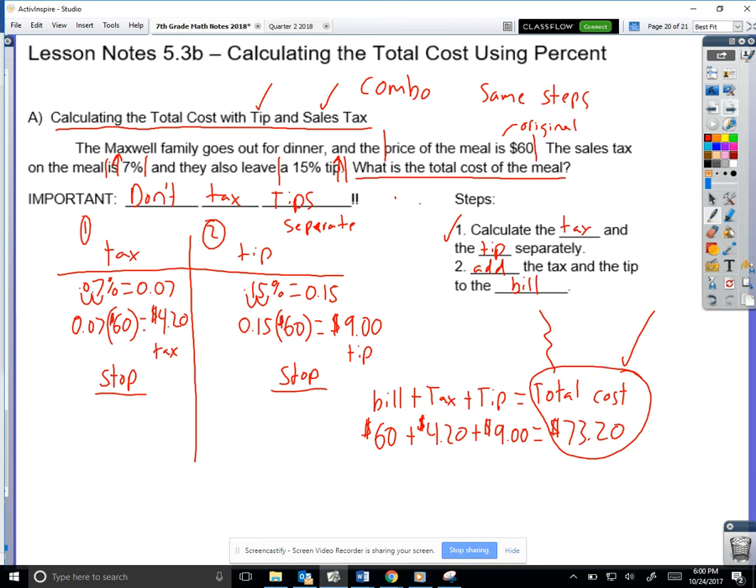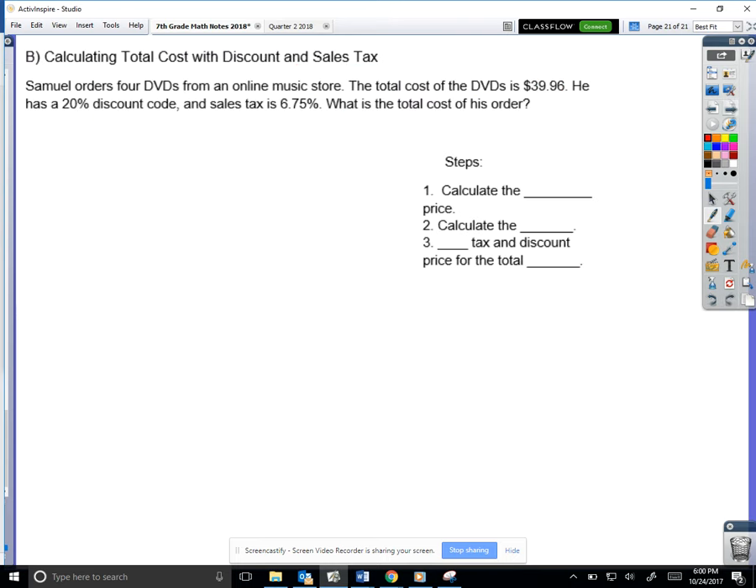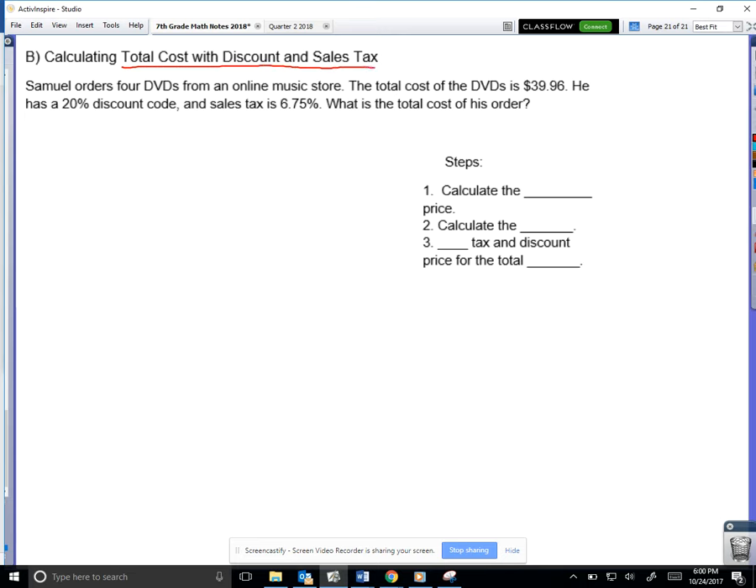Here's another type. This time we're going to be calculating the total cost with discount and sales tax. So let's take a look at what's going on. Let's read through this problem, and then we'll get to the business of getting this solved. Sam orders 4 DVDs from an online music store. That probably should say video store, but I guess it's just going to say music store. We'll pretend they sell DVDs.